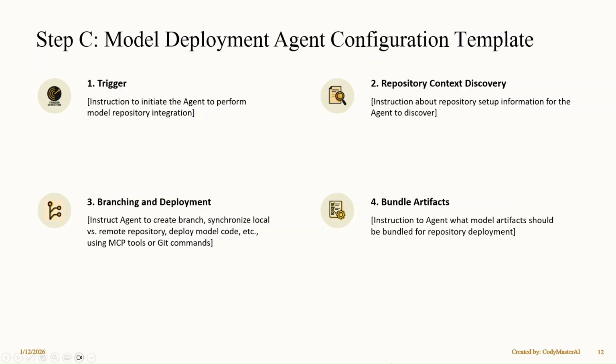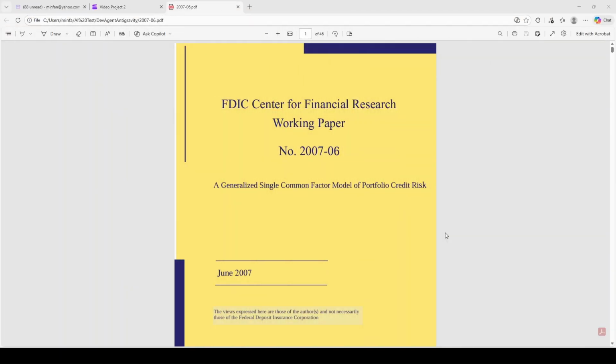Now let me do two demos to show how this agent works in practice. In the first demo, we show how the agent references a user-supplied research paper to build a credit default loss model.